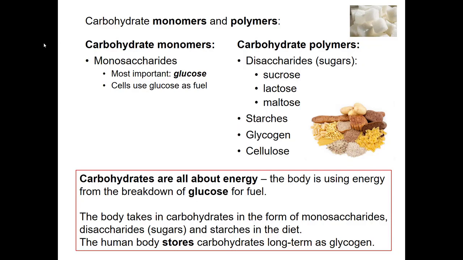So a monosaccharide is a carbohydrate monomer or sugar monomer. A disaccharide is a carbohydrate dimer or a sugar dimer. So using these same prefixes and suffixes, we can break apart these different words, referring to monomers and polymers in general, and carbohydrate monomers and polymers specifically.